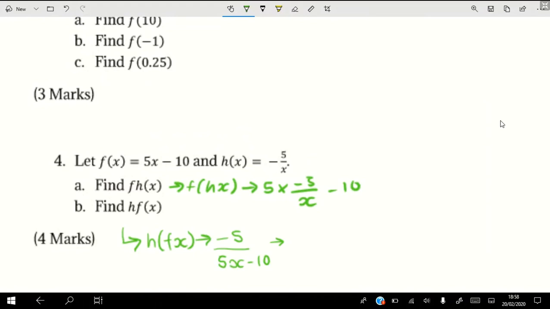What, did I at least do the second one right? Wait a minute, let me check this. Yeah, now solve it further. Okay, so you'd multiply both sides. No, would you multiply both sides by 5x? No, you don't have to multiply it.